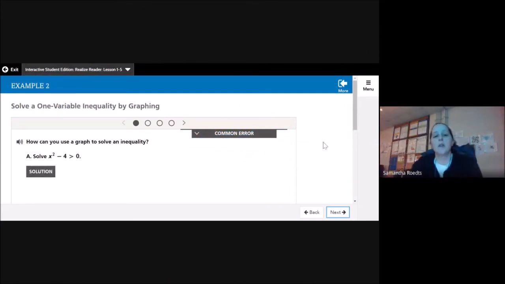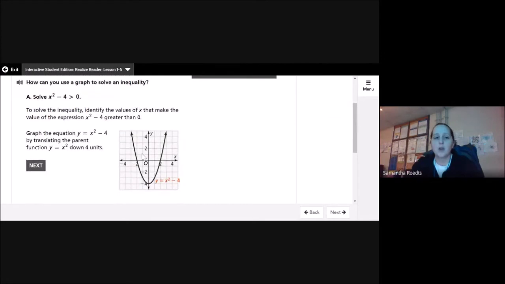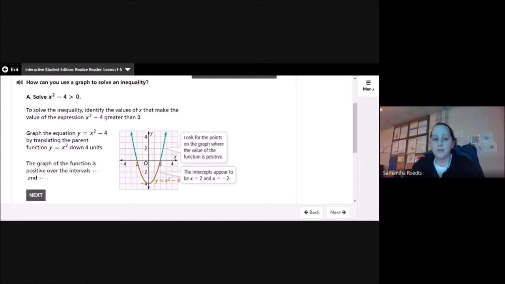All right, example 2, solve a one variable inequality by graphing. How can you use a graph to solve an inequality? Solve x squared minus 4 is greater than 0. To solve the inequality, identify the values of x that make the value of the expression x squared minus 4 greater than 0. So I graph the equation y equals x squared minus 4 by translating the parent function y equals x squared down 4 units.